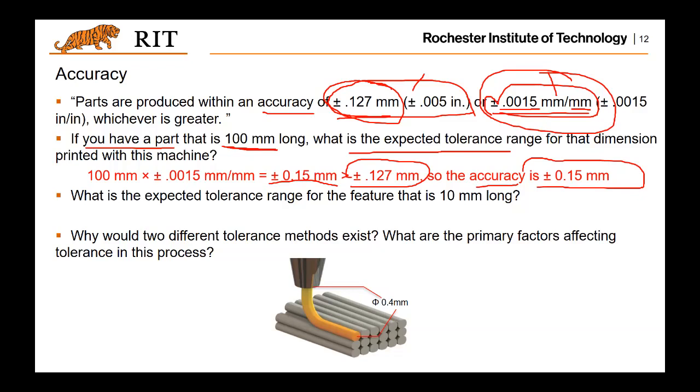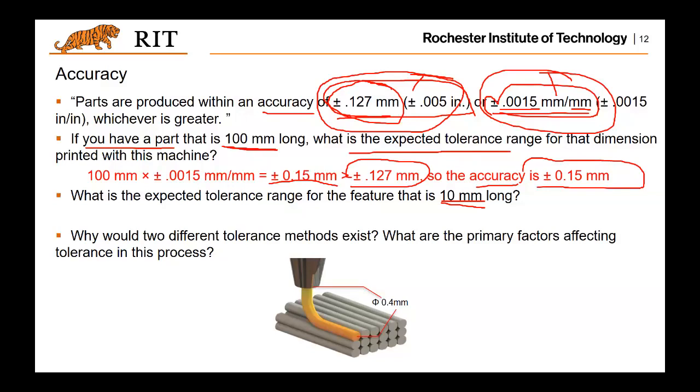So in that case, the error of the plastic expansion or shrinkage dominates the error, and the accuracy should be this number. And also another source of error is the size of the nozzle. Because the size of a nozzle is fixed for a specific nozzle, it is a fixed number. That's why we have this 0.127 millimeter here.